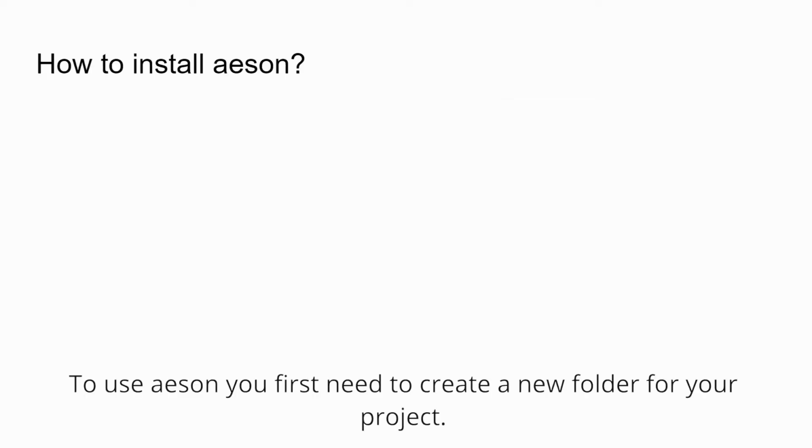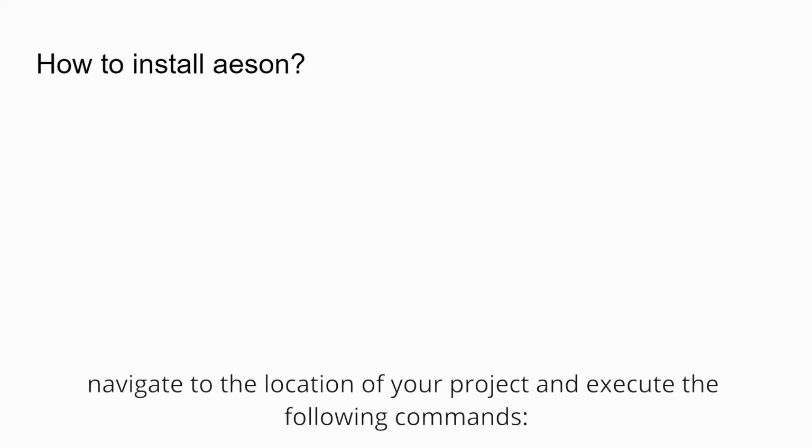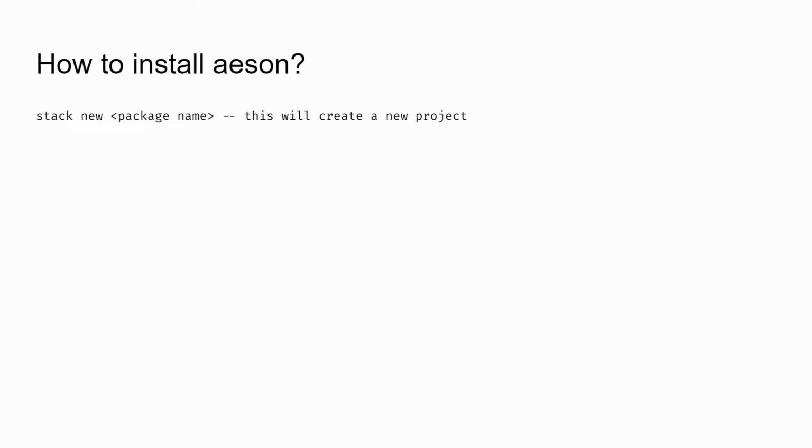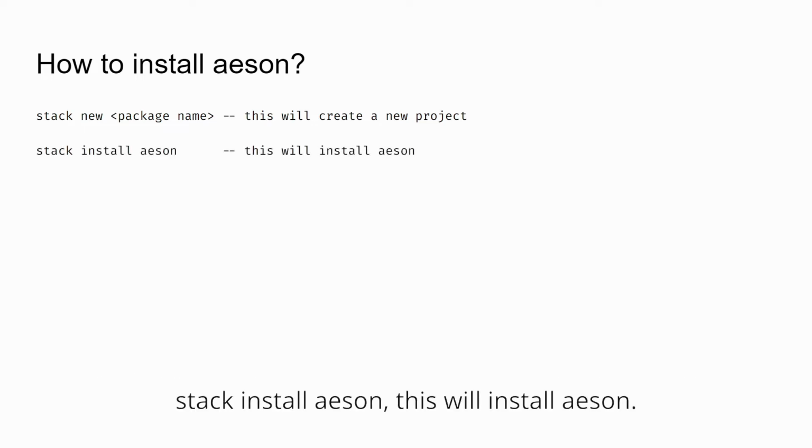To use Aeson, you first need to create a new folder for your project. After that, you need to open a terminal, navigate to the location of your project, and execute the following commands. Stack new. This will create a new folder containing your project. Stack install aeson. This will install Aeson.